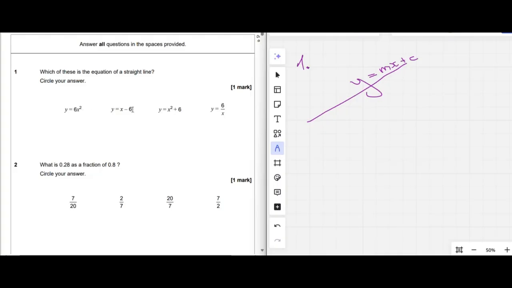No. How about the second one, x minus 6? Yes, that will be it. y equals x minus 6. m is 1 here, and c is negative 6. So where is x without the square? It will be a straight line, but it must not be 6 over x. If x is in the denominator, it's not a straight line, it's that hyperbolic fraction.